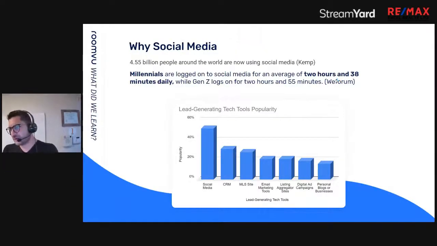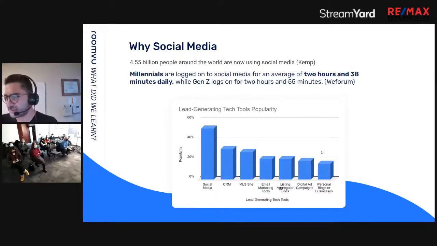So anyway, let's go back to the basics. Why social media? Well, about 4.5 billion people around the world are using it now. And we're seeing this whole trend where realtors have been getting leads from social media in the past 5 years or so. We know some of the facts here, right? Millennials are logging on to social media for an average of 2 hours and 40 minutes. I think everyone is like that now, and Gen Z is a little bit more. But the whole idea is that when we ask realtors, in our survey, where they are getting their leads, a lot of them are saying social media.